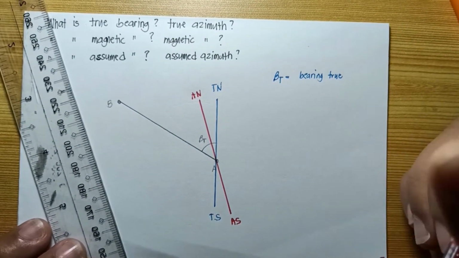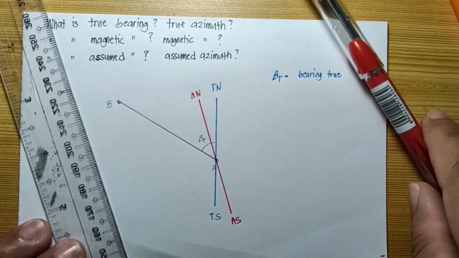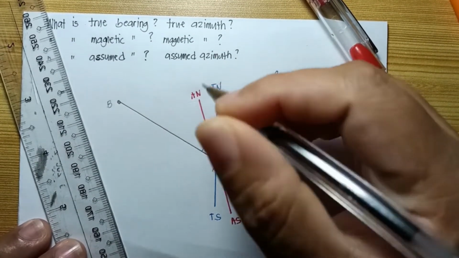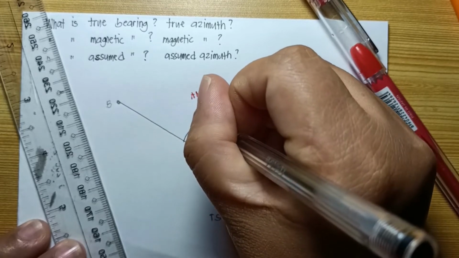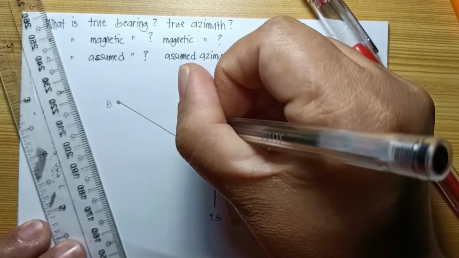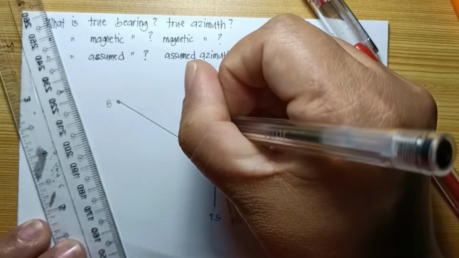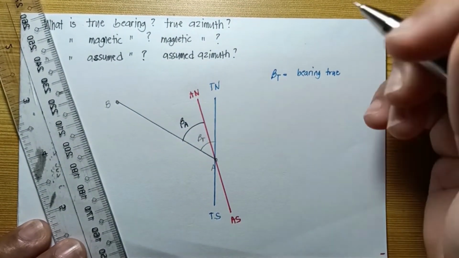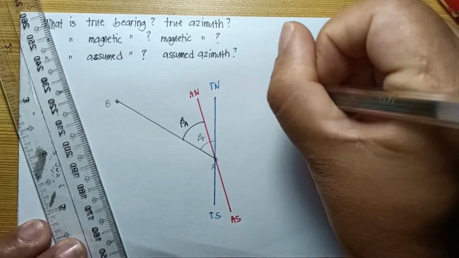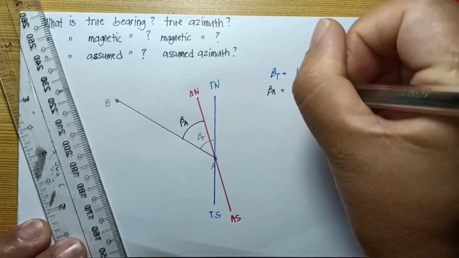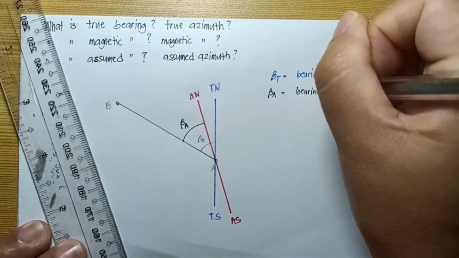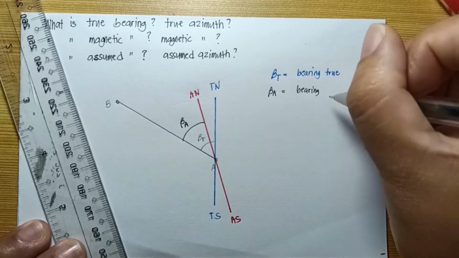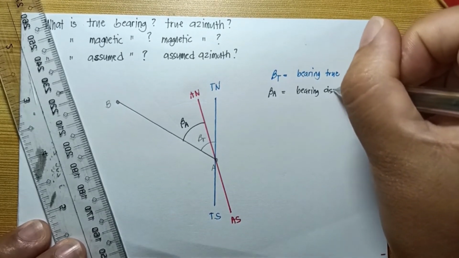The angle between the assumed meridian and the line, like this angle, is called the assumed bearing. Here let me write B sub A, the bearing assumed. The bearing of the line assumed, or the assumed bearing of the line.